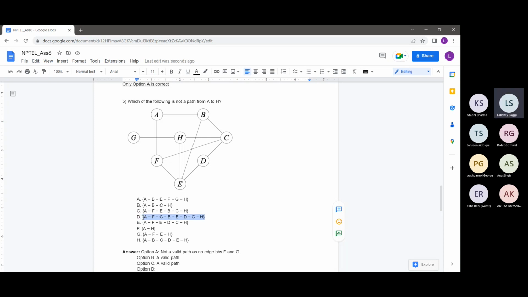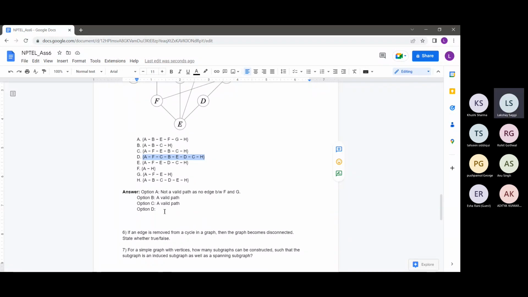Just to remember the definitions again, guys: a path is a sequence of distinct vertices. A walk can be something where the vertices need not be distinct, vertices can occur again, but in a path, vertices should be distinct. So in option D, since C is coming again in the sequence, this is not a valid path, as it has a repeating vertex.